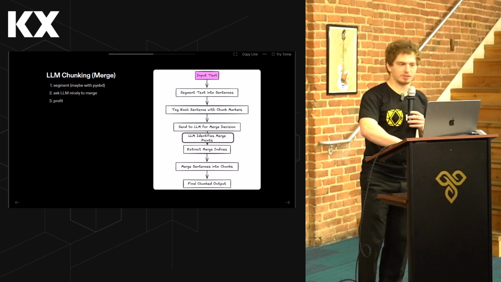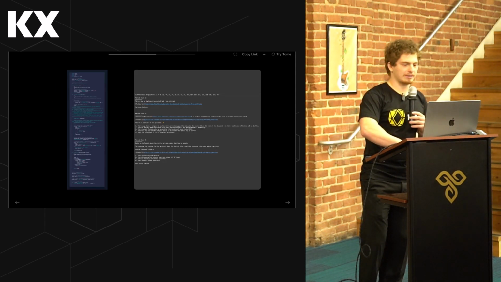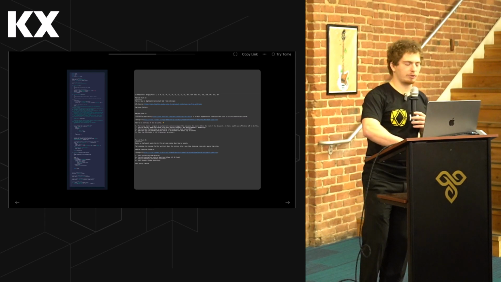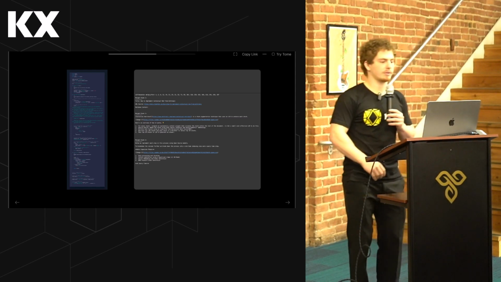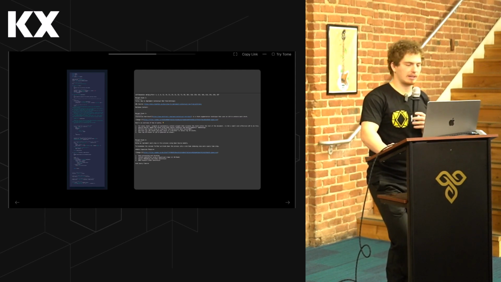So how do we actually do this in practice? Well, let's zoom into the code of how to do it. There are a few steps. First, we segment the text. I don't know how well you could see. Then we merge indices with the LLM, and then we get the merged chunks.